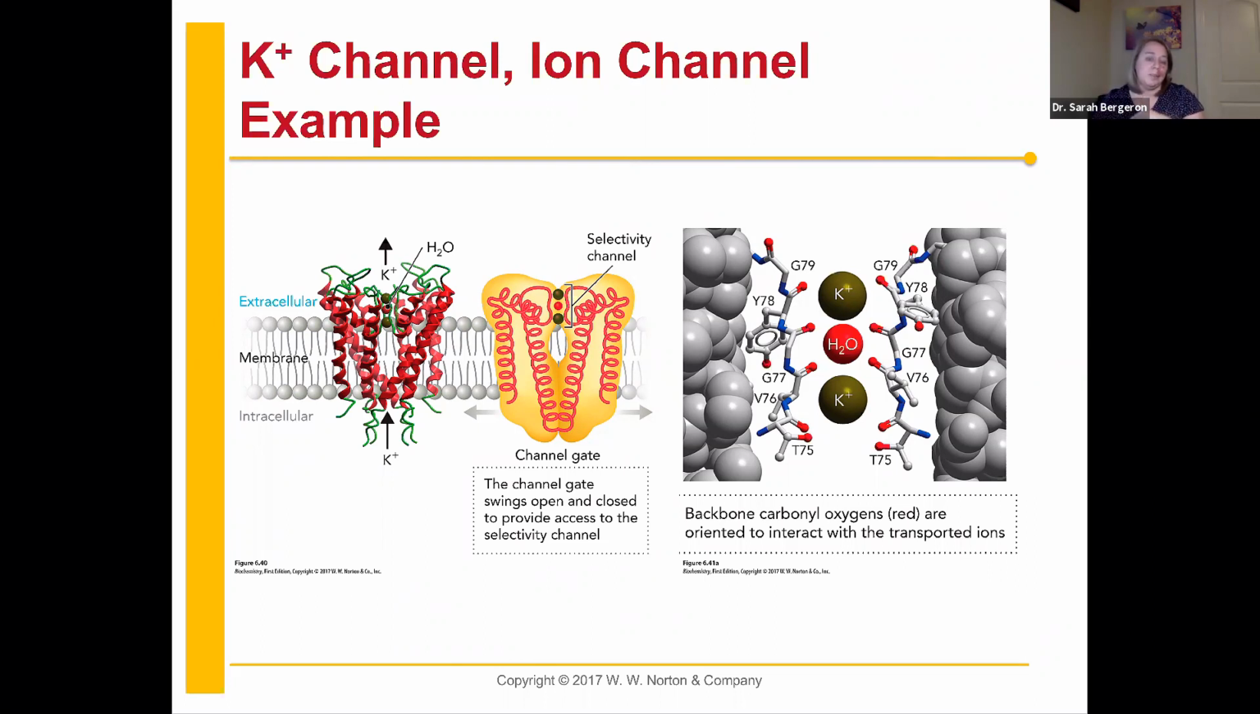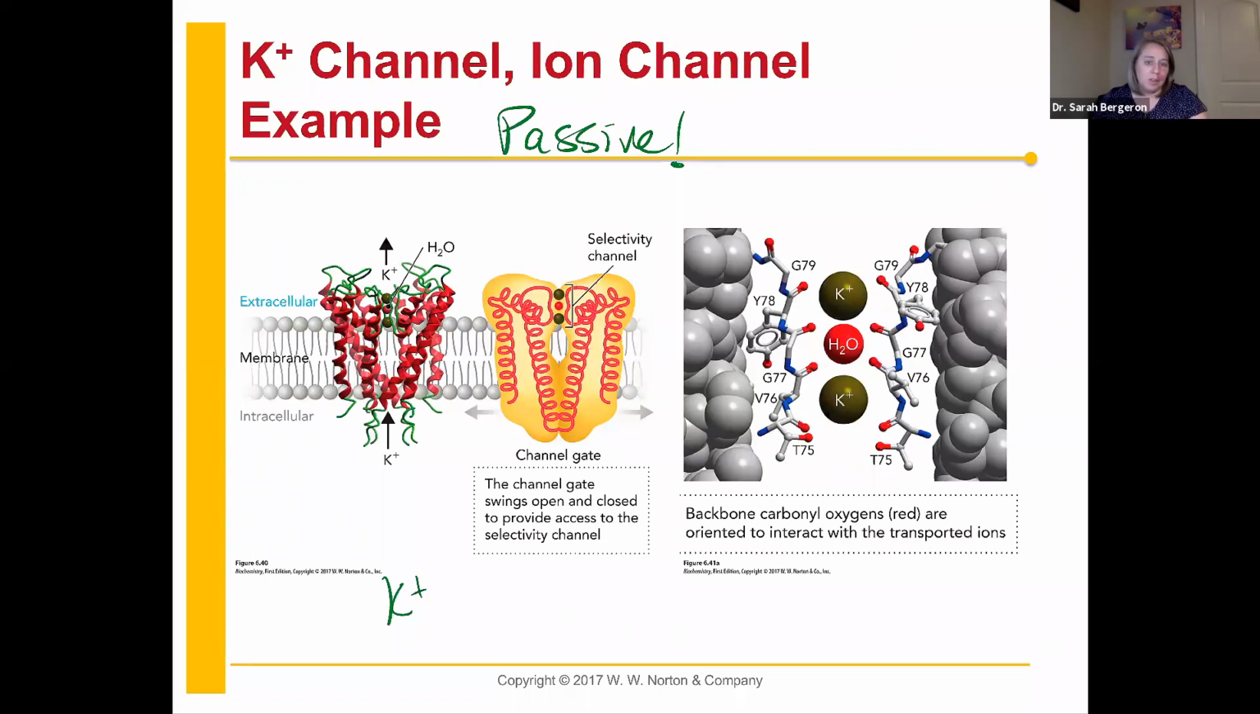A good example is the potassium ion channel. And remember that these are passive, okay? The potassium channel occurs in both bacteria and eukaryotes. So you would think that if it's a channel and it can transport potassium, could it transport something like sodium as well? Well, it actually selects for potassium over sodium 10,000 to 1. But potassium and sodium are super similar. So how can it be so selective?